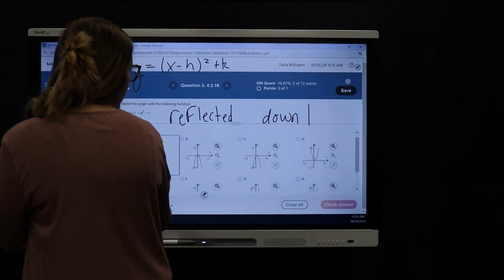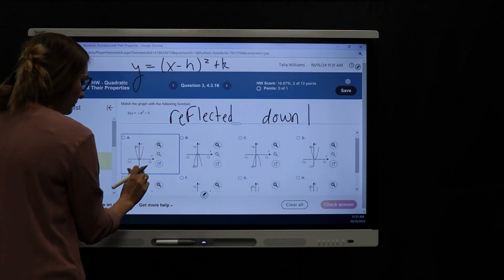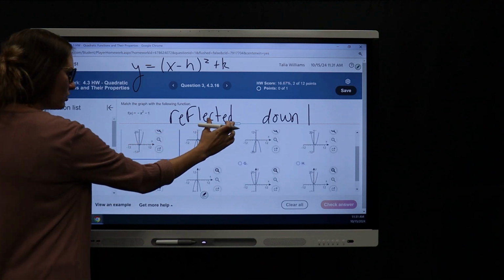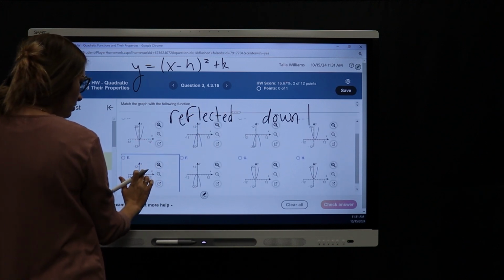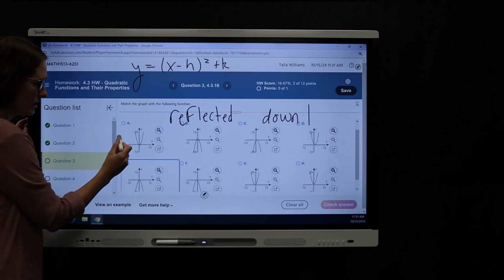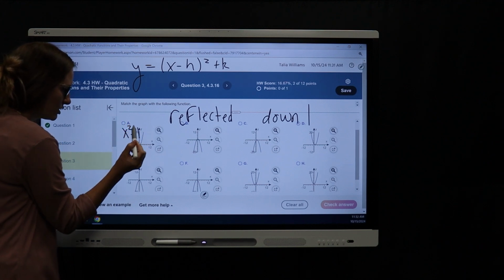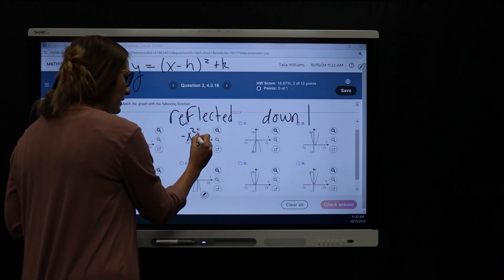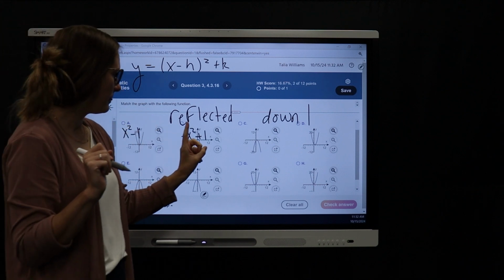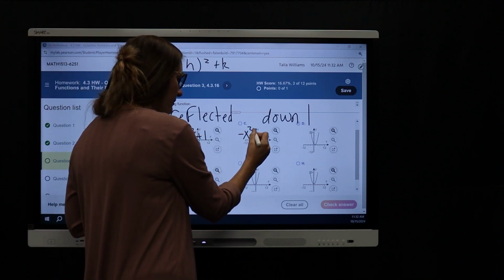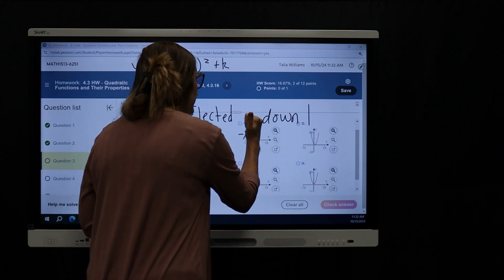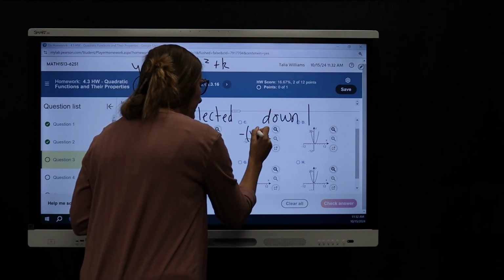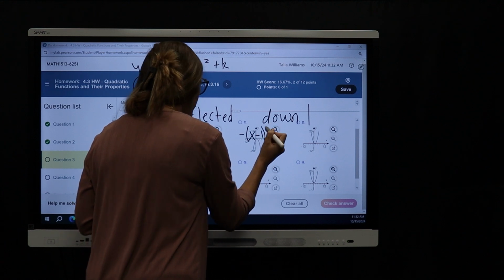I guess I could write these on here. I'm trying to decide if I can make it smaller, because so this graph right here is the normal x squared shifted down 1. This is negative x squared because it's upside down, but it has been moved up 1. This is a negative x squared because it's facing down, but it has been moved right 1, so it's going to be negative x minus 1 squared.